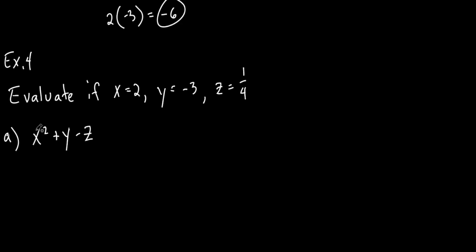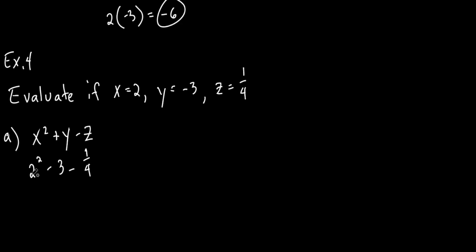All right, so what'd you do? You went 2 squared, correct? Plus, well, did you have to put plus negative 3? You could have just put minus 3, couldn't you? In the same thing? Yeah. And then minus z, which is what? 1/4. What do we do first?